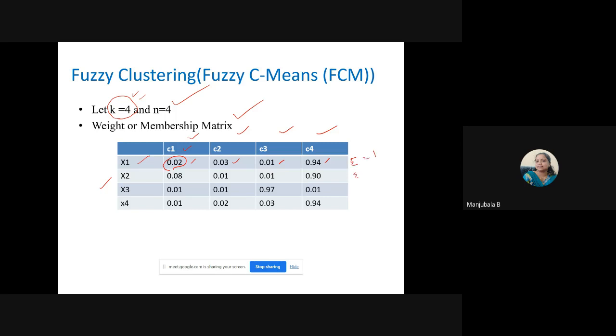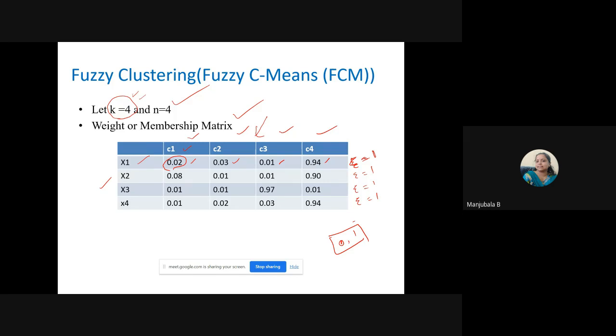Similarly for x2 this will be 1, for x3 this will be 1, for x4 this will be 1. So this is the weight or membership matrix. Initially these weights you have to randomly initialize, following the constraint that the total summation of the membership weights should be 1, because our range is 0 to 1. Our lower limit is 0, upper limit is 1. In this way your membership matrix looks like.